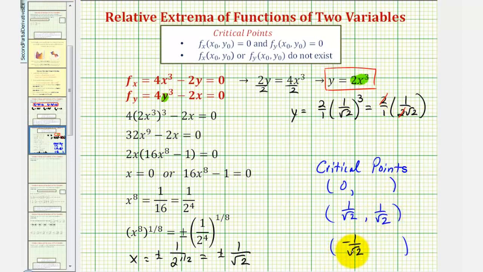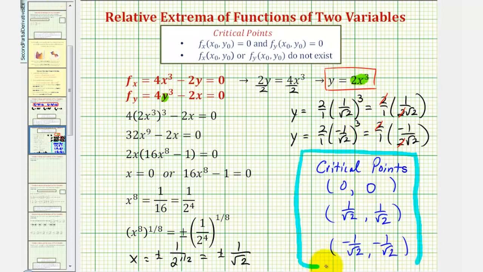And then when x is negative 1 divided by square root 2, the only difference is the sign. So we'd have 2 over 1 times negative 1 over 2 square root 2, which gives us just negative 1 over square root 2. And we can see when x is 0, y would also be 0.